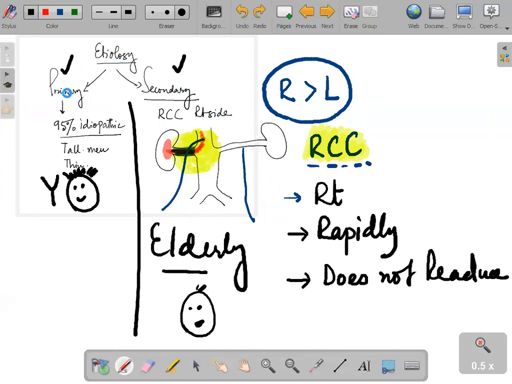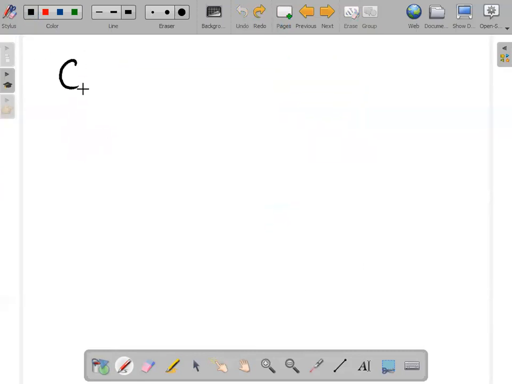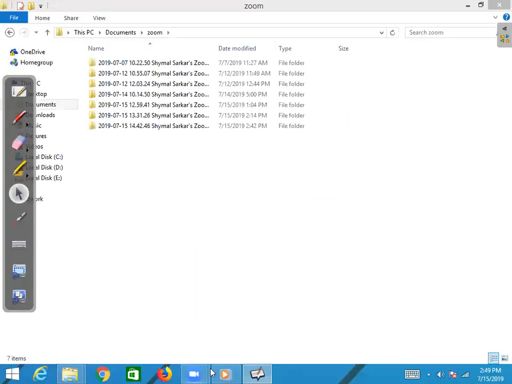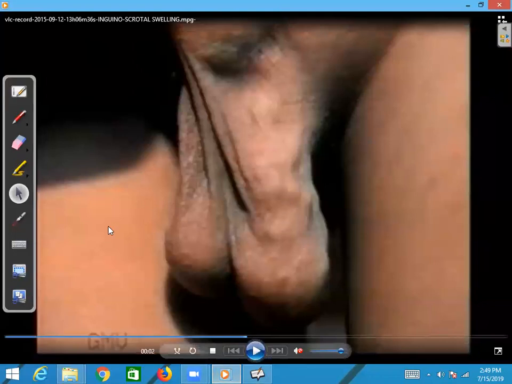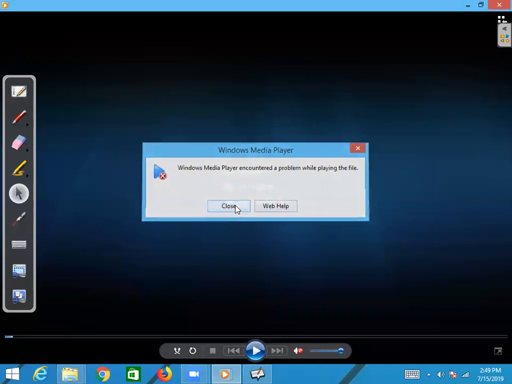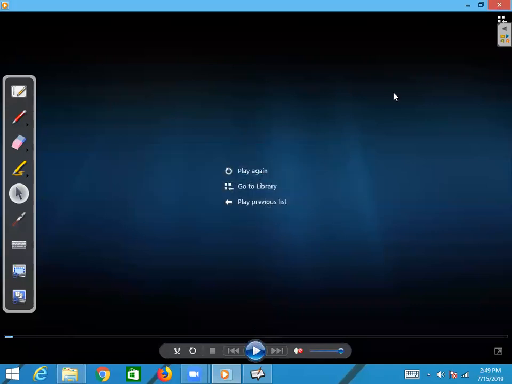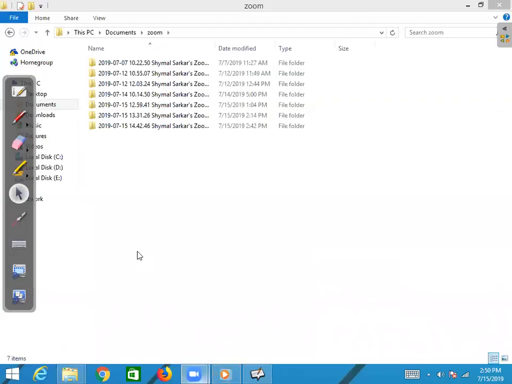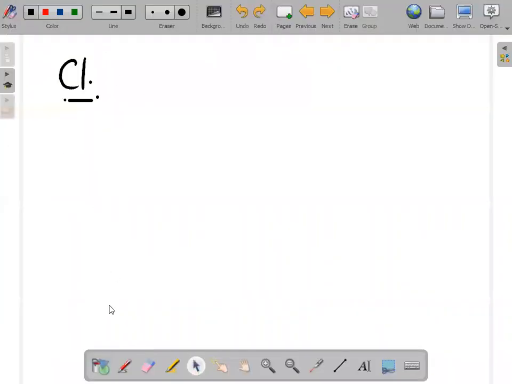Now, when you talk about the clinical features of varicocele, what is important for you to remember is, if you see the video and the picture associated with this video, this is how a varicocele is expected to look like. So when you talk about the clinical features of a varicocele, what becomes important is varicoceles, particularly the primary ones, are seen in young adults.